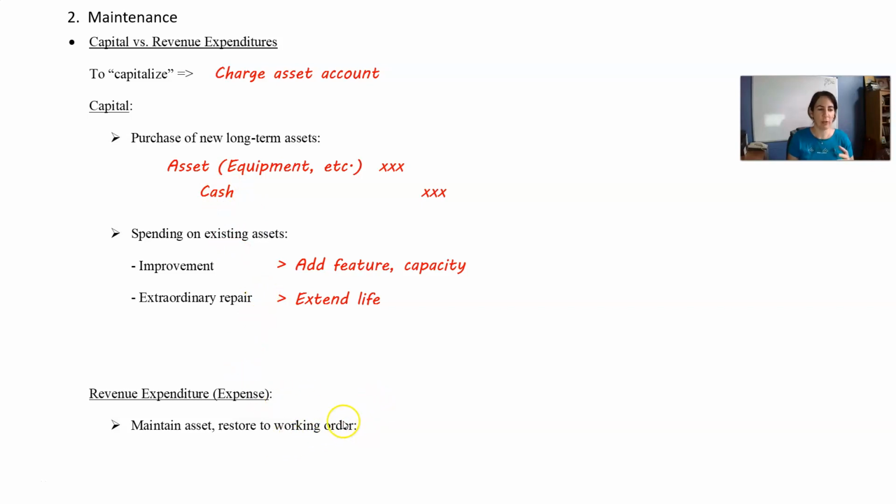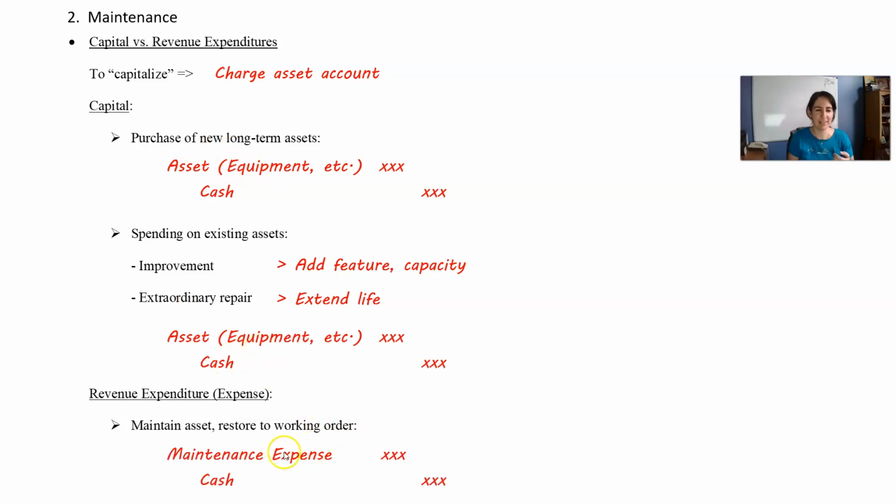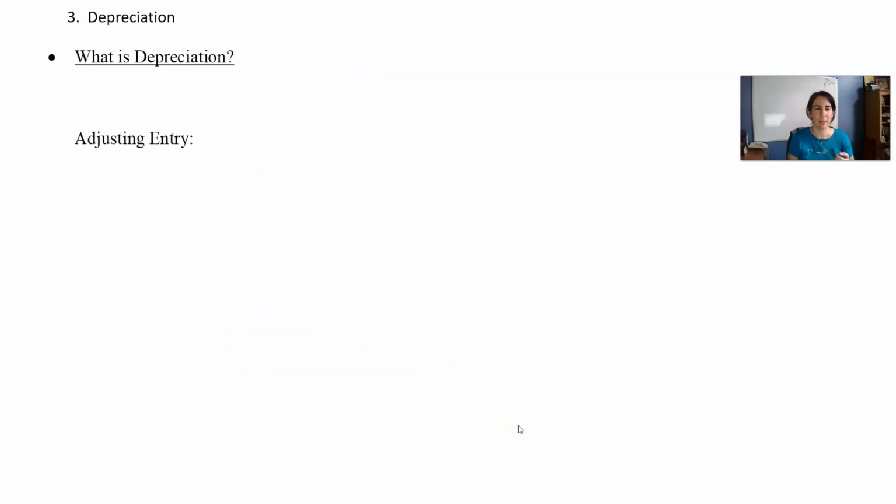In this case, the journal entry would simply be a debit to repair expense, maintenance expense, something like that, and a credit to cash, like I said, for like an oil change. All right. Oop, getting ahead of myself. Same entry. There you go. Maintenance expense, cash. Okay. That's kind of it in the capital revenue maintenance conversation. So now let's move on to depreciation, which has a lot more going on in it.